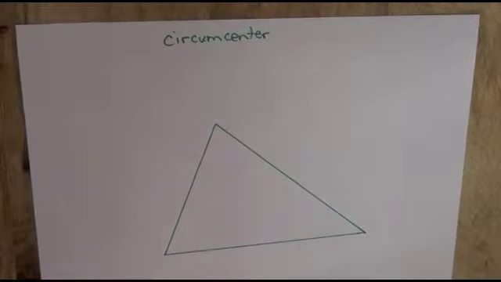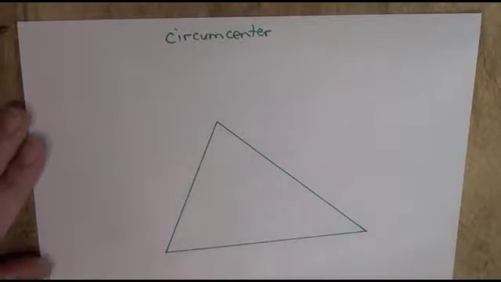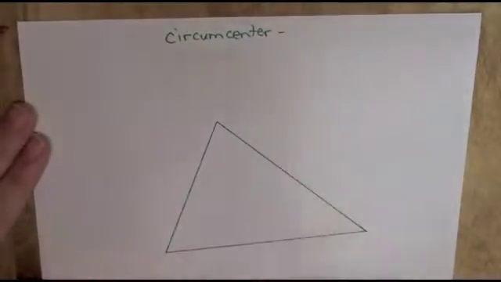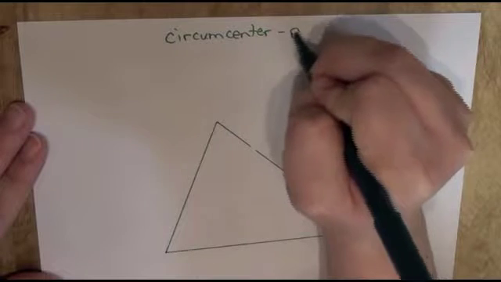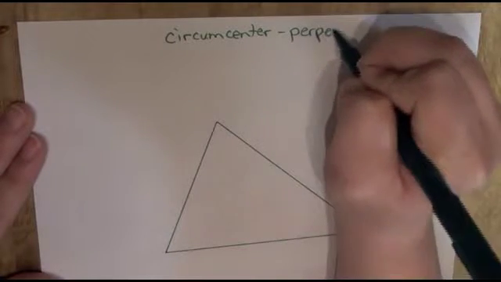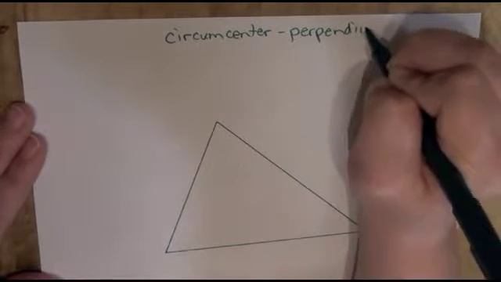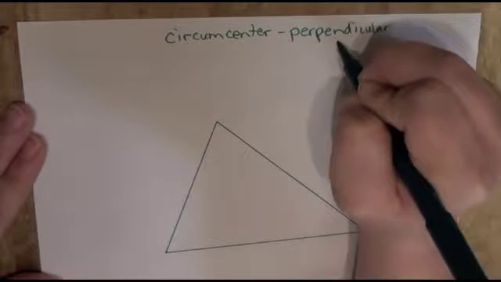We're going to construct the circumcenter of the following triangle. And the important thing to remember is that the circumcenter is the point of concurrency of the perpendicular bisectors.